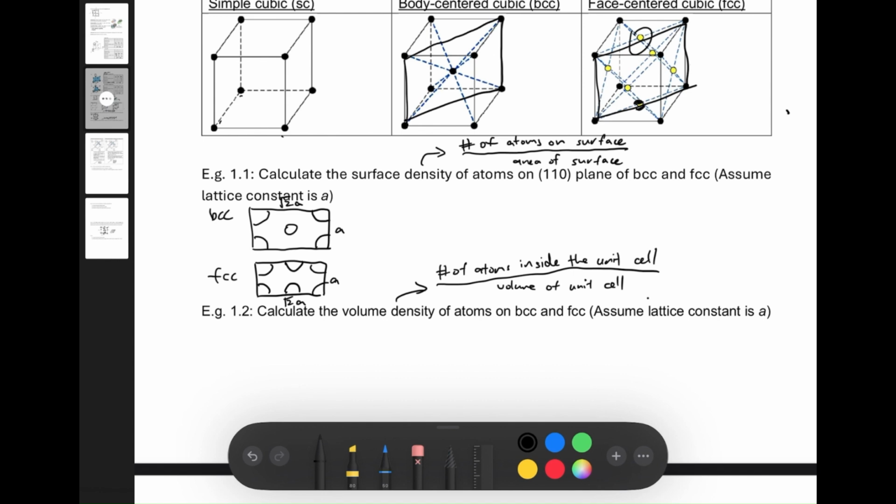So you can see that for both BCC and FCC, the number of atoms on the face is 2. It's 1/4 times 4 corner atoms, plus 1 for the BCC center atom, or plus half times 2 for the FCC, so it depends, but it doesn't matter. It's just 2 anyway, over the area root 2A squared. So this is just 2 over root 2A squared, or just root 2 over A squared.